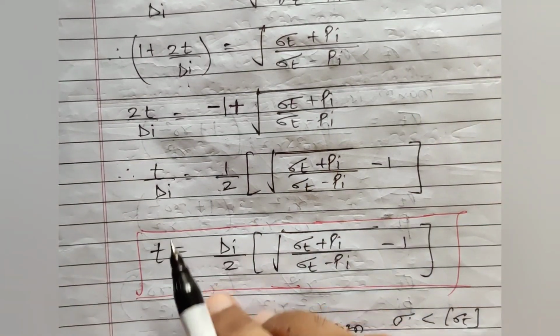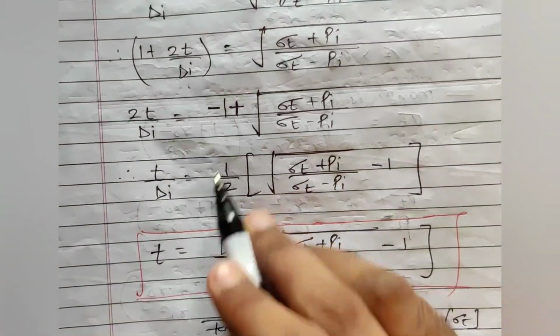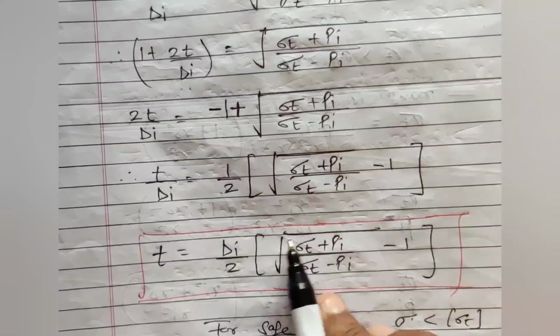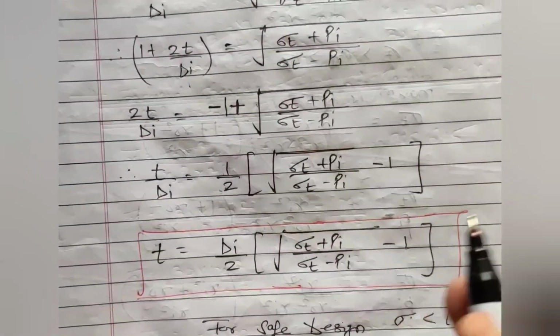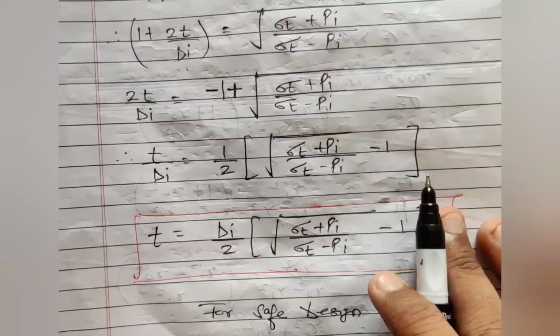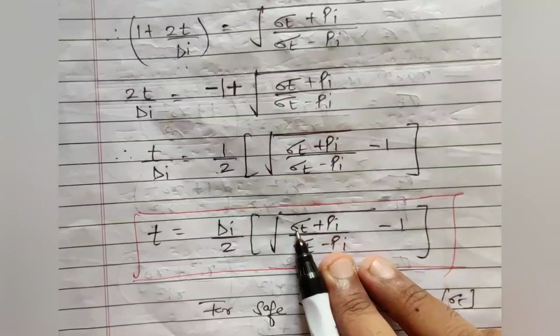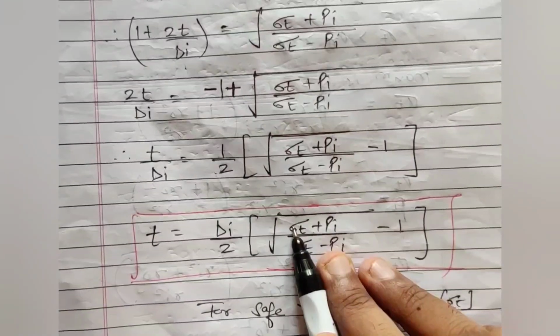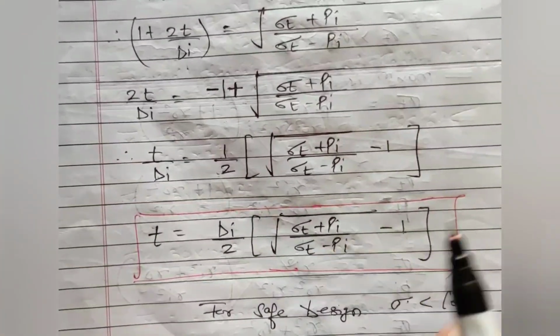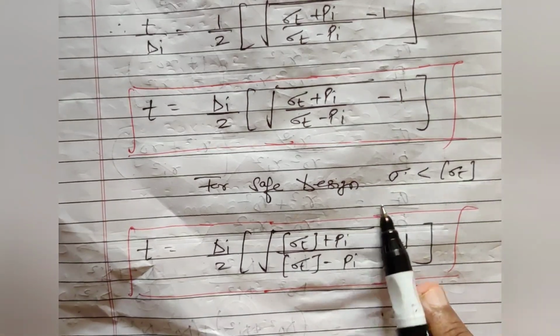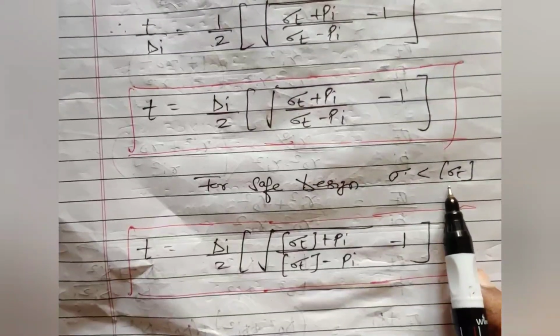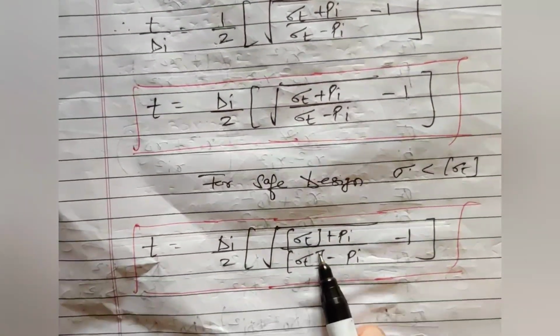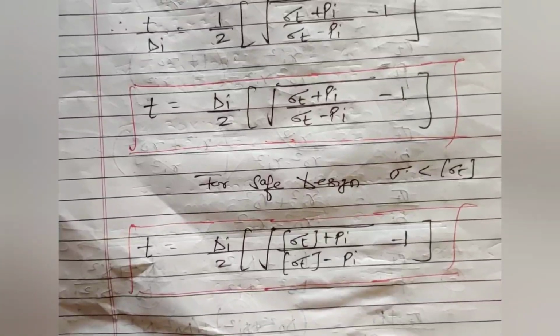Okay, and now di we can shift it here, so t will be di/2 times the square root of this term minus 1. And for safe design, we know this stress should be less than your induced normal stress. So applying FOS, sigma_t should be less than the allowable [sigma_t]. So for safe design, sigma can be replaced with [sigma_t], and your thickness will become this equation. This equation is called the Lami's equation.